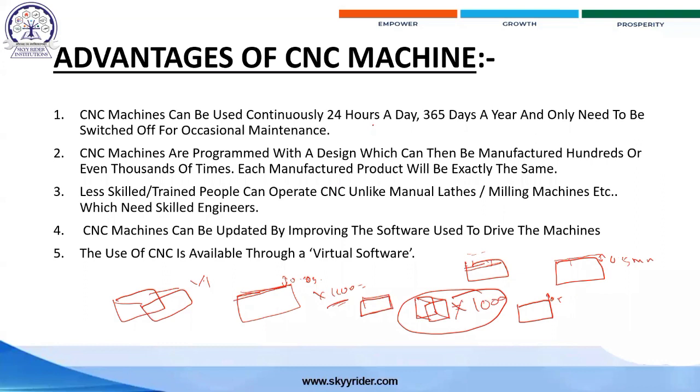Okay, then we come to another advantage, that is CNC machine can be updated by improving the software. This is what happens, actually CNC machine is a digital machine like your phone. Okay, like your phone, CNC is a digital machine.